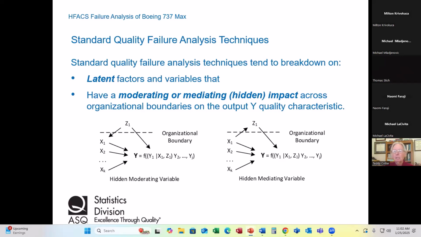On the other hand, for the hidden mediating variables, X affects the hidden mediating variable, the Z, and the Z in turn affects the Y.